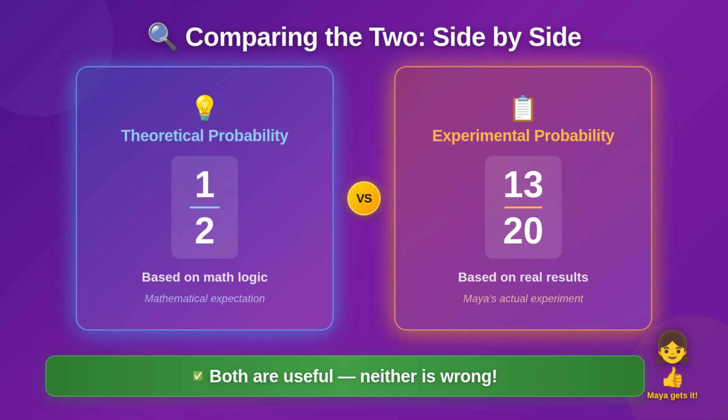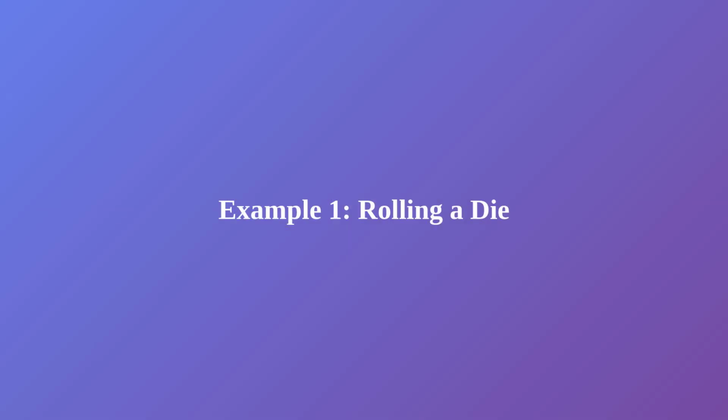Neither one is wrong. Scientists, doctors, and engineers use both kinds of probability all the time. Theoretical helps them plan. Experimental helps them test. Maya is now starting to see her 13 out of 20 result isn't a mistake. It's just real-world randomness doing its thing.